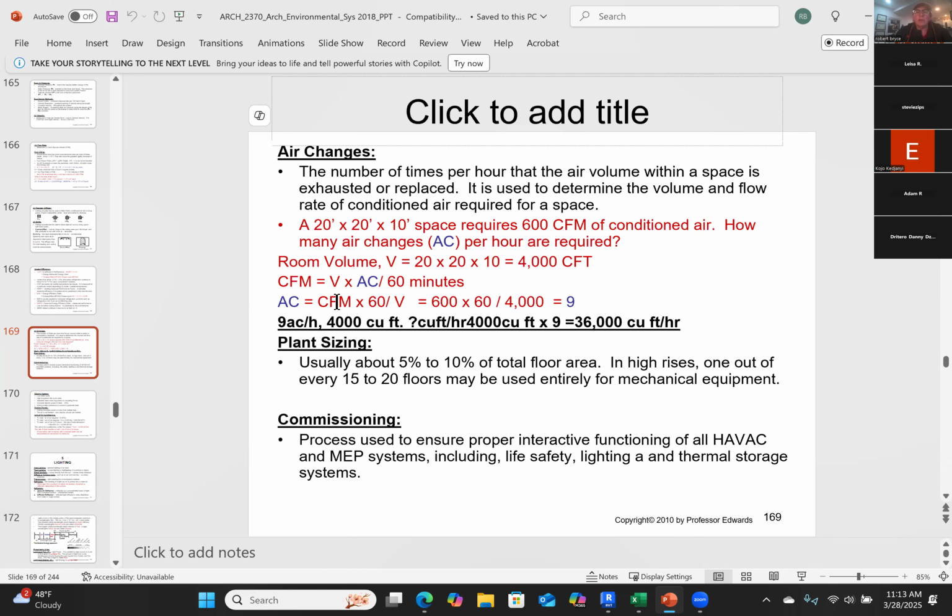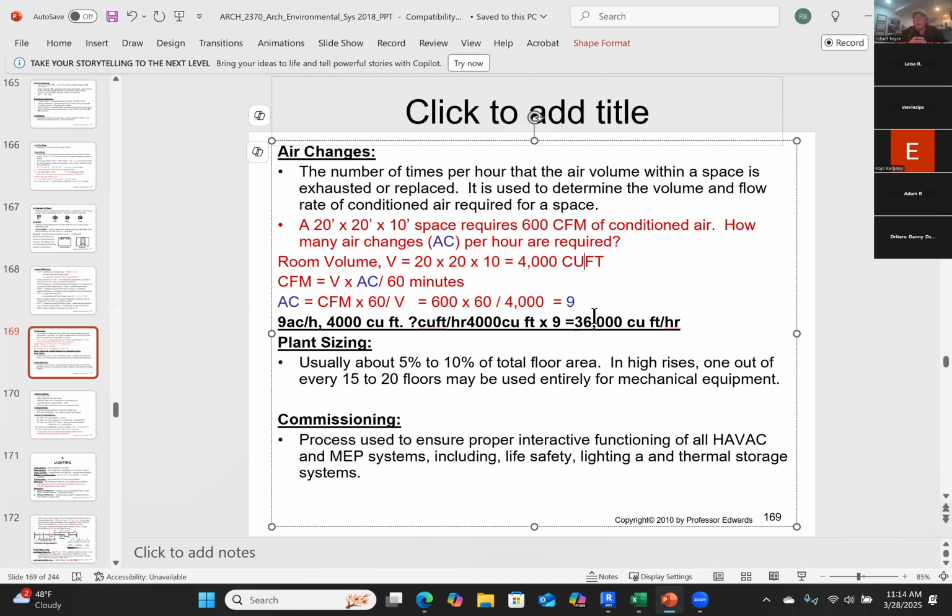Okay, I got you. A good question, because if you have a question about that, I'm sure other people do too. But 20 feet by 20 feet by 10 feet is 4,000 cubic feet. That's the volume. And if you're changing the air for 4,000 cubic feet per hour, then you have 1 air change per hour.